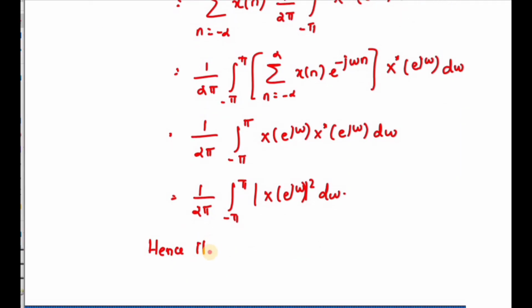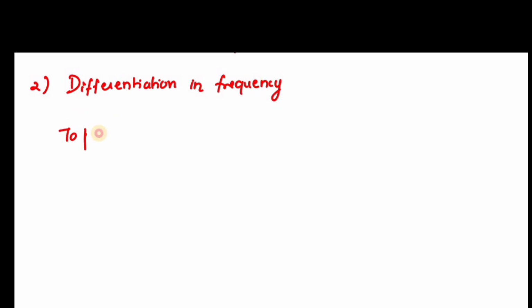Now let us look at the differentiation in frequency property. What we have to prove is that the discrete time Fourier transform of n times x of n is equal to j into d by d omega of X of e power j omega.